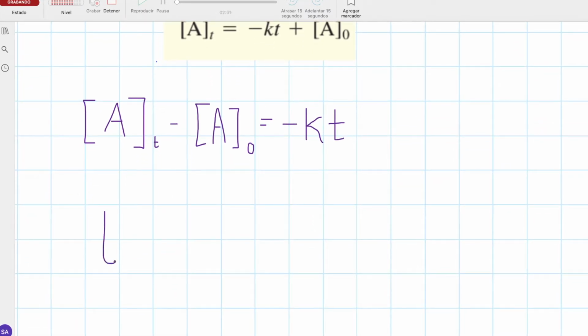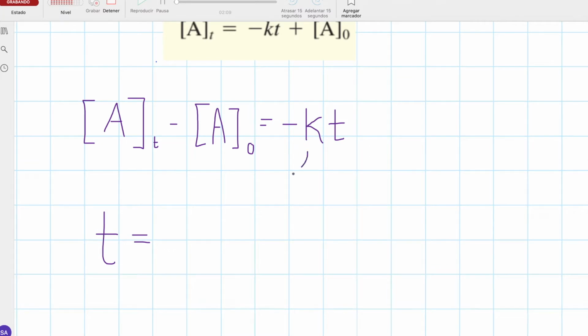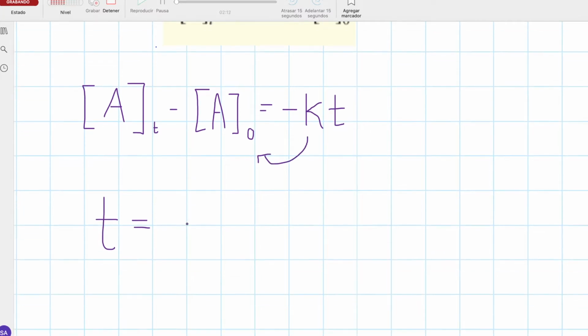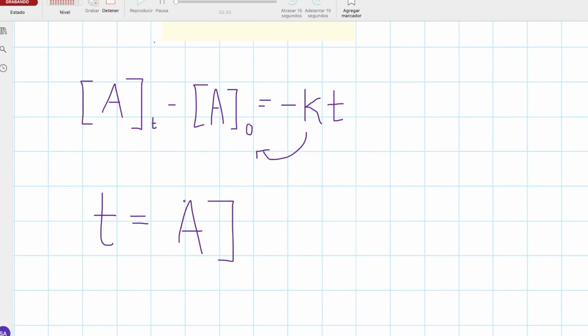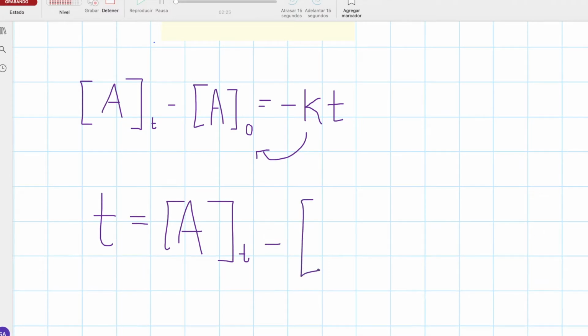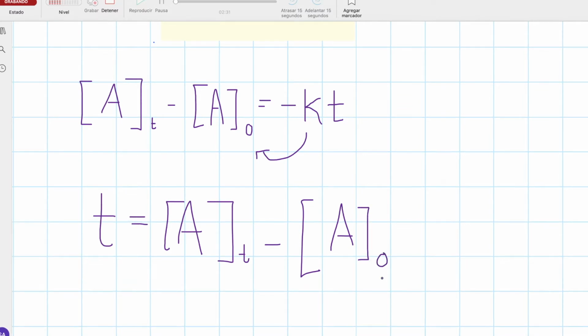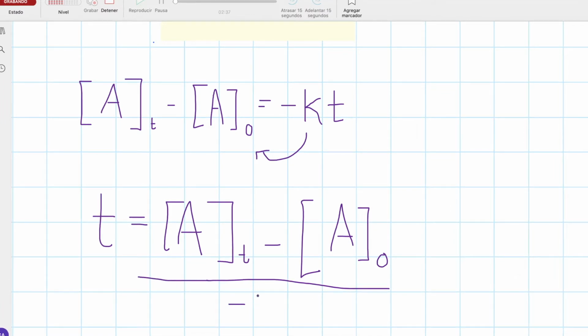Then we have t. Okay, so k is multiplying t, so k will be dividing these things right here. So we would have current concentration minus initial concentration over negative k. So don't forget the signs, okay guys?